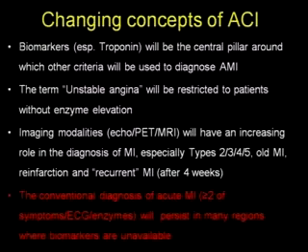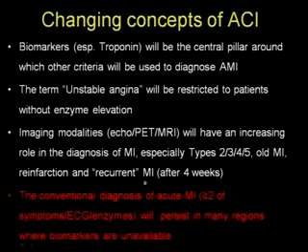So to summarize the changing concepts of ACS, biomarkers, especially troponin, will be the central pillar, especially for the non-spontaneous myocardial infarctions, that means the non-type 1 infarctions. We'll try to restrict the term unstable angina. Maybe other imaging modalities will have an increasing role in the other types of myocardial infarction.